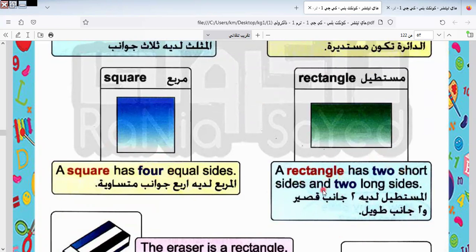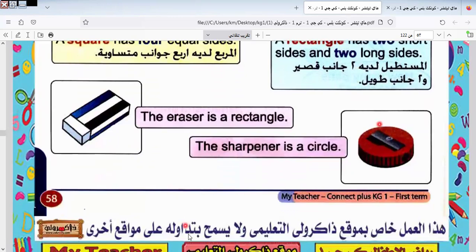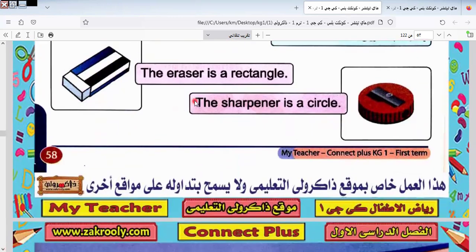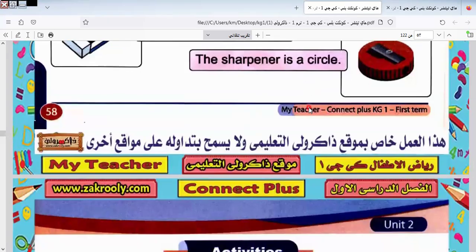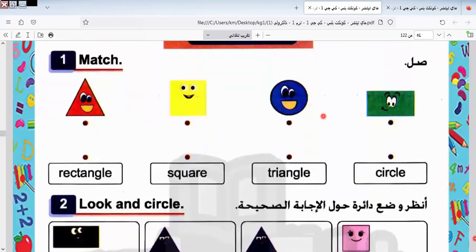Rectangle: 2 short sides and 2 long sides. 2 short sides, 1, 2, and 2 long sides, 1, 2. Okay. Let's go to another one here. The eraser is a rectangle, but the sharpener is a circle. Let's go to answer the question below this.